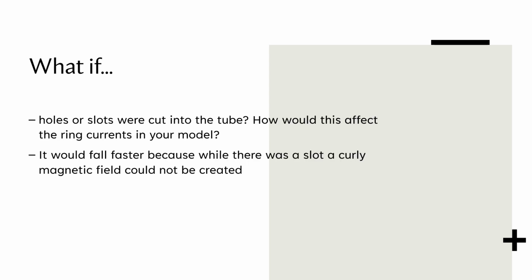If holes or slots were cut into the tube, it would fall faster because while it's falling past that slot or hole, it would not be able to create the curly magnetic field to push it upwards against gravity.